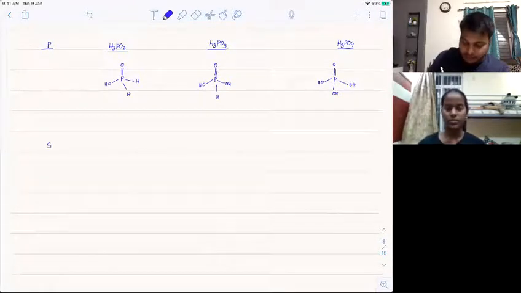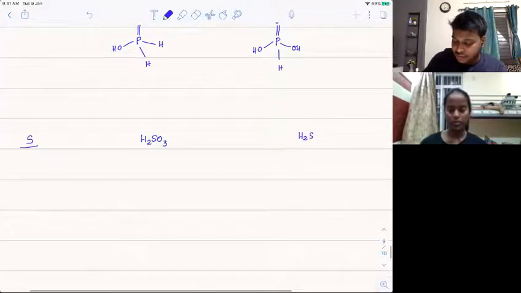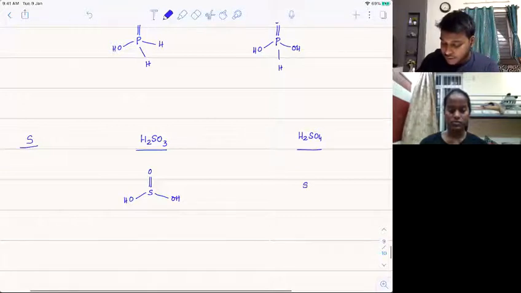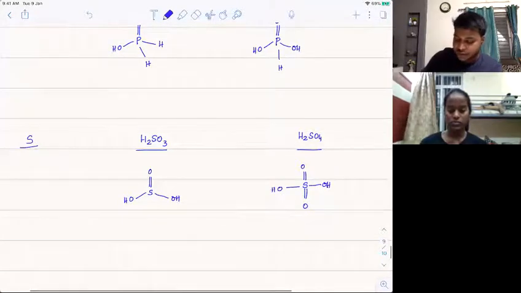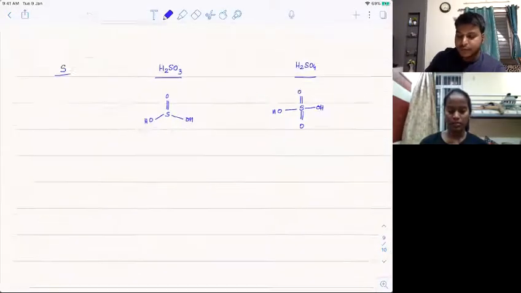Then we have sulfur. Sulfur will have two acids majorly, H2SO3 and H2SO4. H2SO3, if you check it out, is S double bond O, OH, and OH. And H2SO4 is S double bond O, double bond O, OH, and OH. These two are the structures of sulfur.